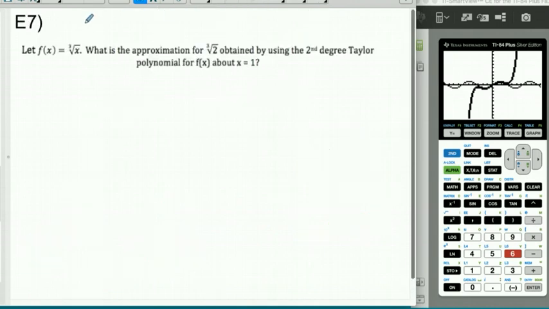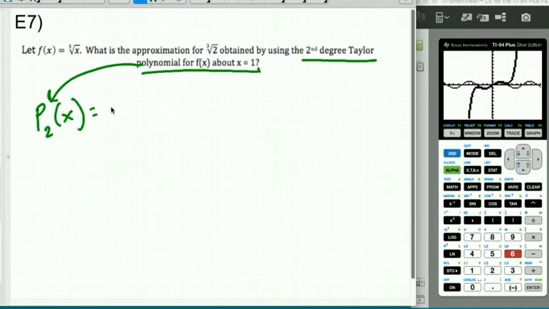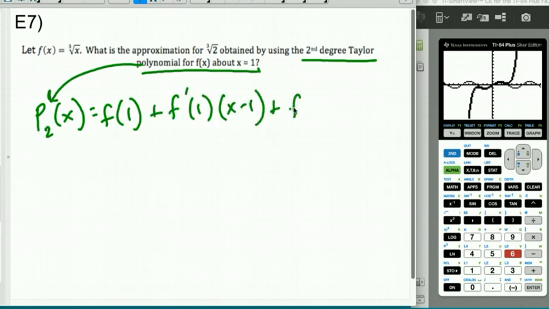Okay, so we're going to let f of x equal the cube root of x, and we're asked what is the approximation of the cube root of 2 obtained by using the second degree Taylor polynomial for f of x about x equals 1. So we need the second degree Taylor polynomial for f of x about x is 1. The first job you need to do is create that. So p sub 2 of x should be f of 1 plus f prime of 1 times (x minus 1) plus f double prime of 1 over 2 factorial times (x minus 1) squared.